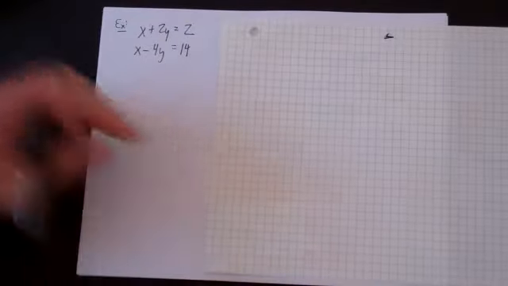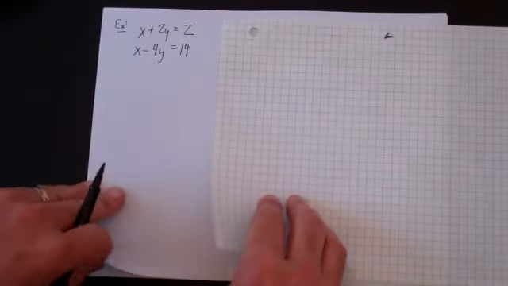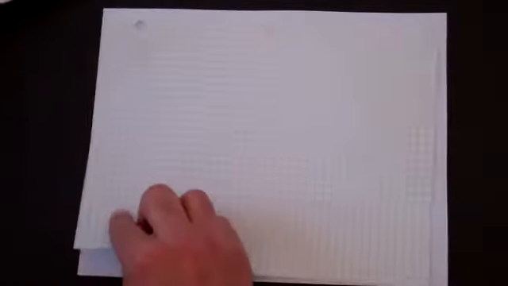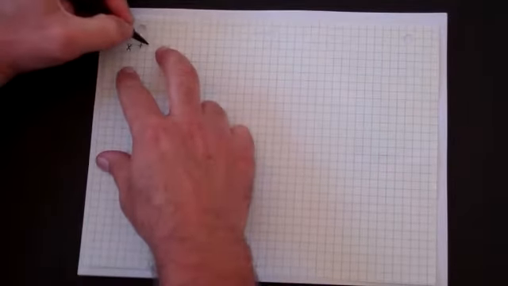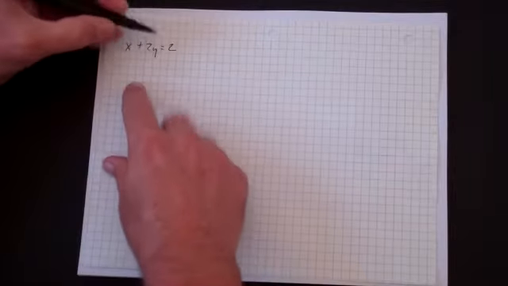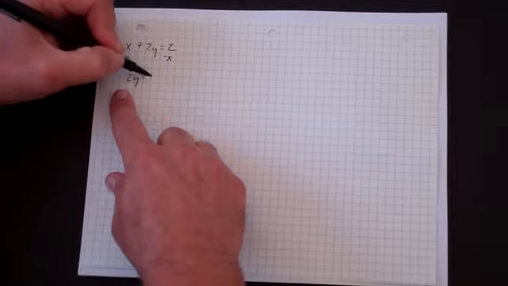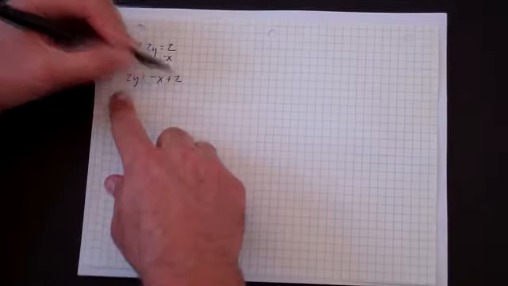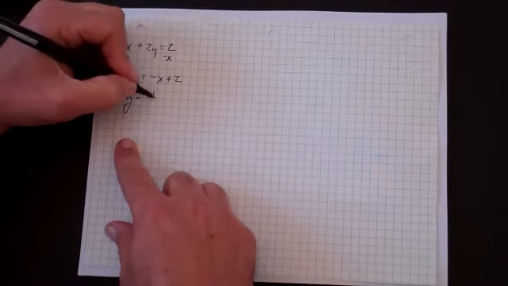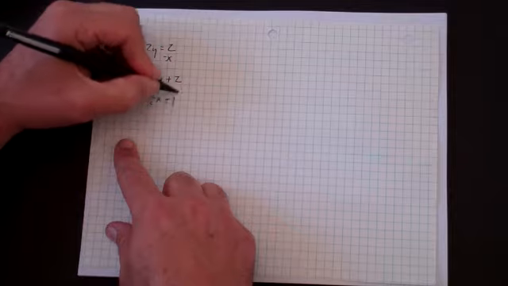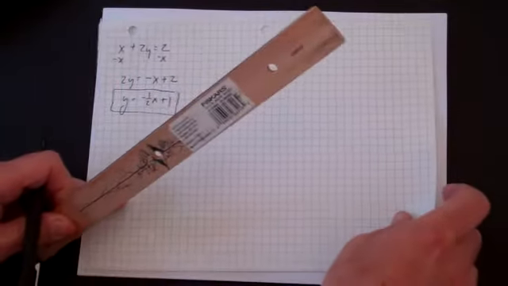Let's look at an example. So let's look at this problem: x plus 2y is equal to 2, x minus 4y is 14. One way to graph this is to rewrite both of them as y equals mx plus b. So x plus 2y is equal to 2. Subtract x from both sides, and you get 2y is equal to minus x plus 2. Then divide by 2, and you get y is equal to minus 1/2 x plus 1. There's your first equation. Let's go ahead and graph that.